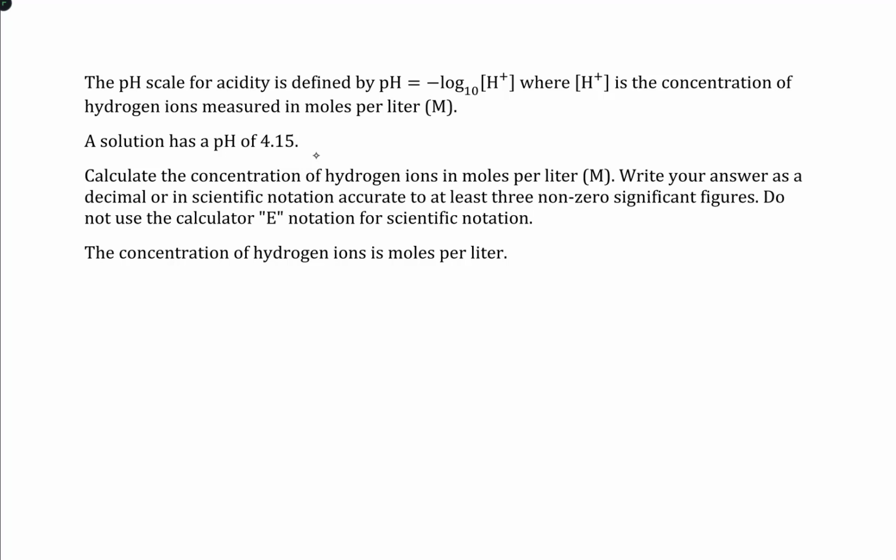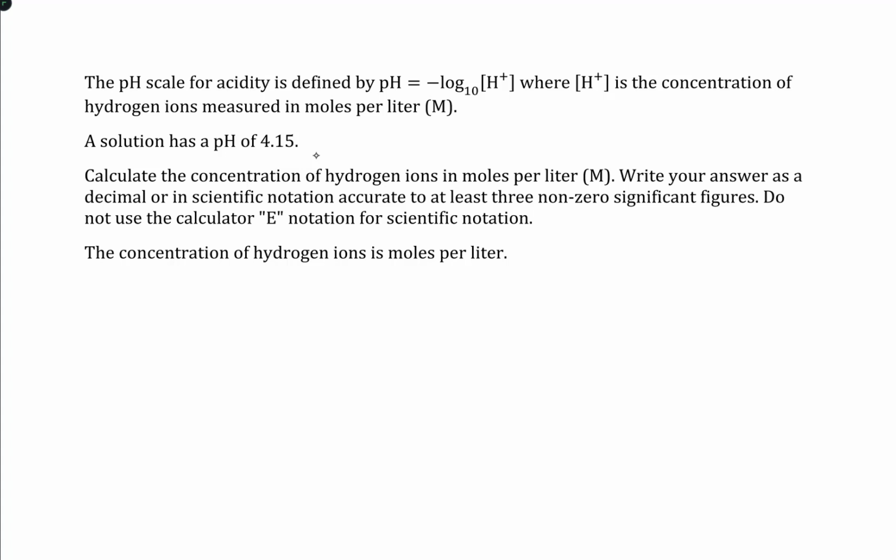The pH scale for acidity is defined by pH equals negative log base 10 of H positive, where H positive is the concentration of hydrogen ions measured in moles per liter. Now here we have a solution with a pH of 4.15. And what we're being asked to do here is to calculate the concentration of hydrogen ions in moles per liter. It says here to write our answer as a decimal in scientific notation using at least three non-zero significant figures.